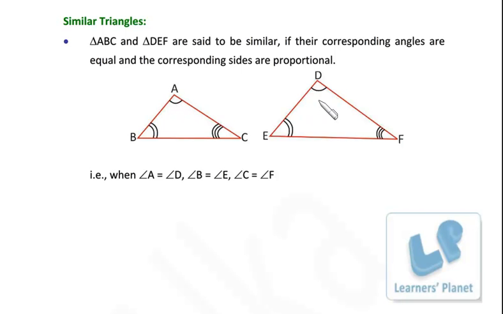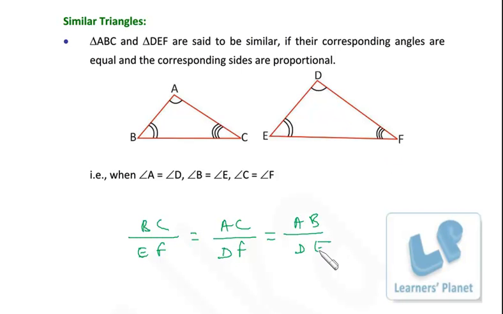Now suppose angle A is equal to angle D. So the side opposite to angle A divided by the side opposite to angle D. Then angle B is equal to angle E, so the side opposite to angle B, that is AC, over the side opposite to angle E, that is DF. Then the third side, the side opposite to angle C, that is AB, and the side opposite to angle F, that is DE. So this is the way you take the sides in proportion.